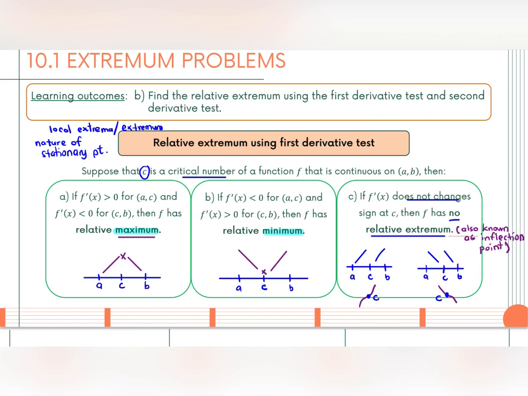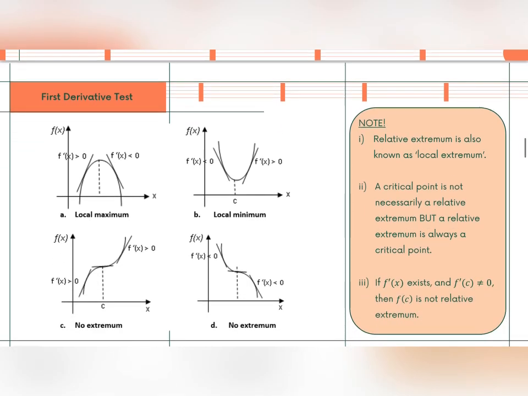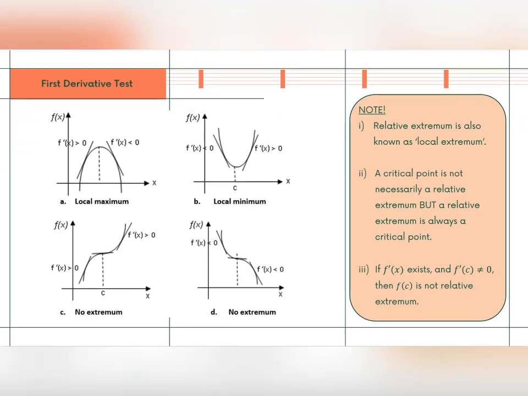Okay, so let's look at example yang pertama menggunakan first derivative test. Oh, before that, inilah gambaran yang saya tunjukkan tadi. Okay, F prime X greater than 0, less than 0, dia adalah maksimum. Less than 0, greater than 0, dia adalah minimum. And then nampak tak, dia does not change the sign, dia adalah no extremum. So, this point sebenarnya masih lagi critical point, tapi dia dikenali sebagai inflection point lah sebenarnya.